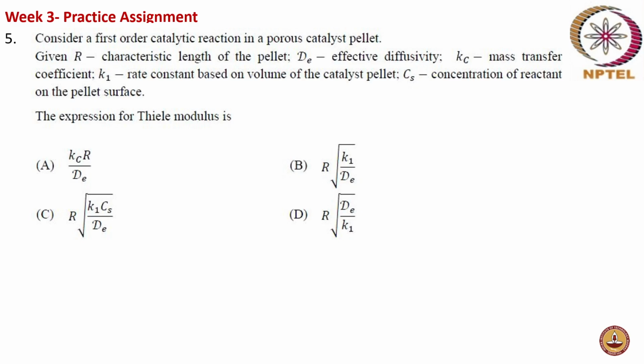What is the expression for Thiele modulus? Is it A, Kc into R by dE, or B, R into square root of K1 by dE, or C, R into square root of K1 Cs by dE, or D, R into square root of dE by K1? Which one is it? We just discussed the definition of Thiele modulus also. And this is actually a GATE 2017 question.